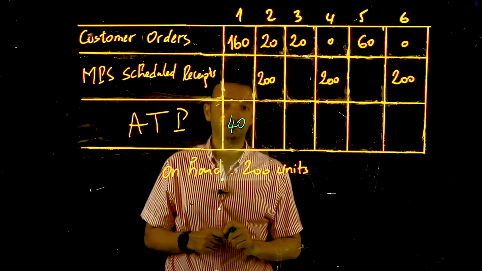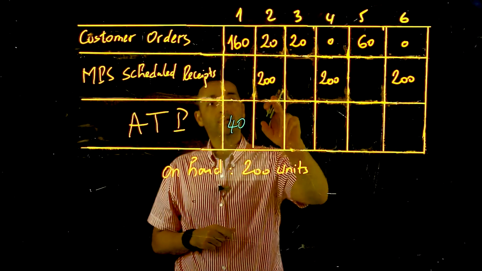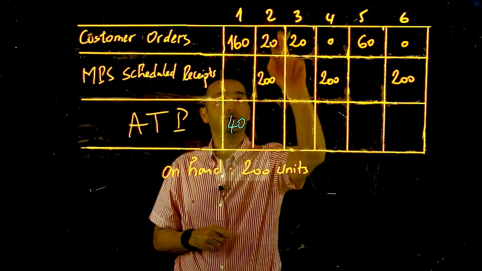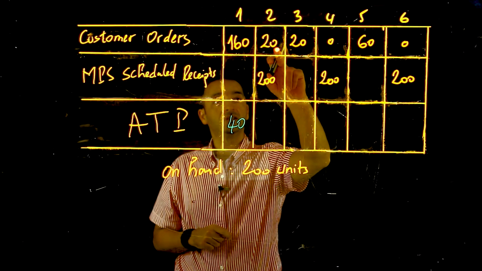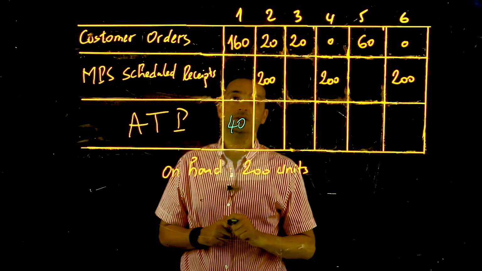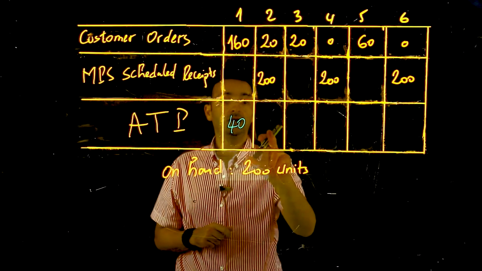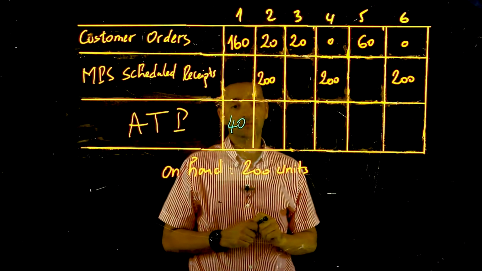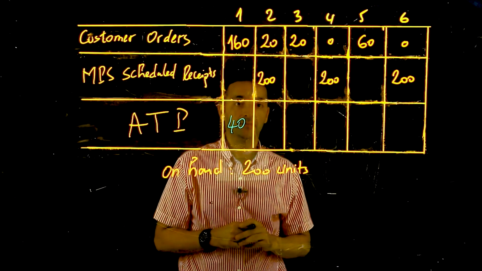Now, for the second week, we have a scheduled receipt, which is 200 units for the second week. And we have the customer orders, 20 units for the second week. But we need to determine what can we promise, which is available to promise for other customers.